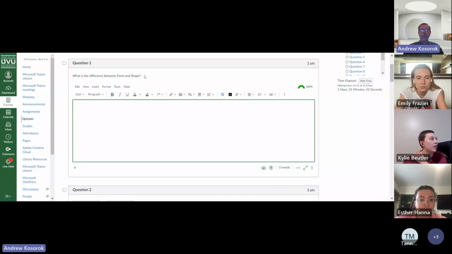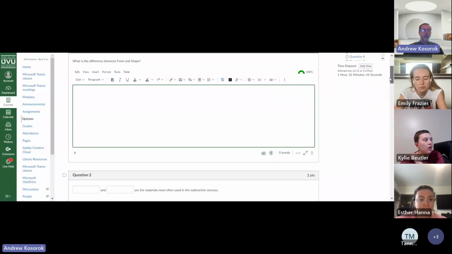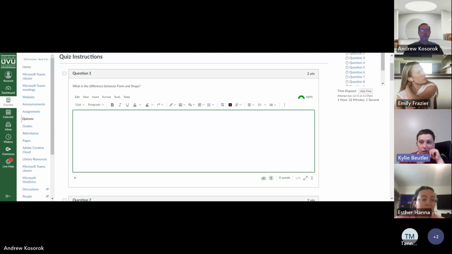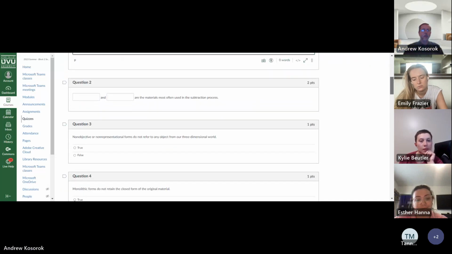What is the difference between form and shape? If we're talking 3D in a 3D class, that would be pretty obvious, isn't it? What is the shape generally, 2D or 3D? 2D. Yeah. And what is a form generally, 2D or 3D? 3D. Yeah. So you just answered that question. Excellent work. We can go through here.